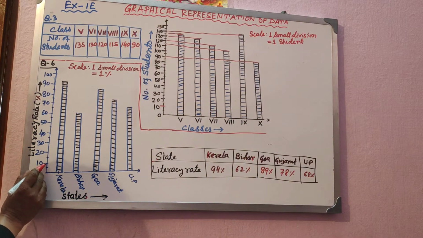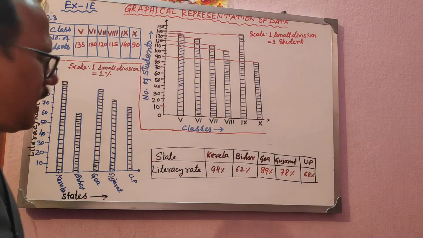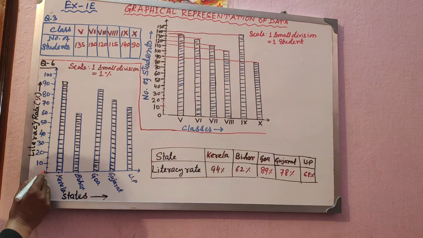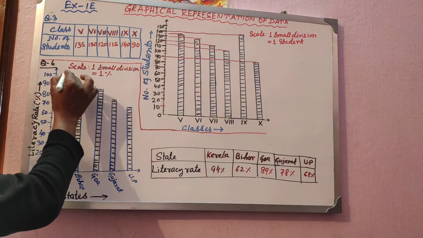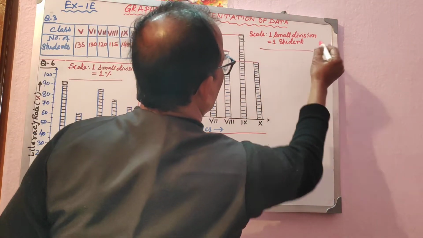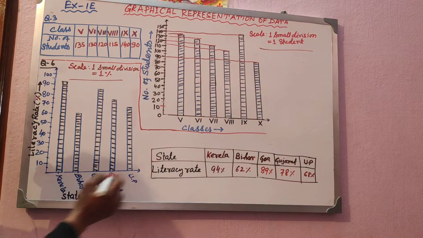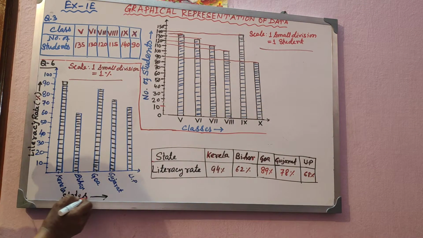See, all 10 small divisions I have taken, or 1 inch I have taken, or 1 centimeter I have taken, that will represent 10%. So one small division represents 1%. Could you understand? That you have to write down here. The scale you have to write down on each bar. Could you understand? Now you have written down the name of the state. Here you have written down states and given an arrow.